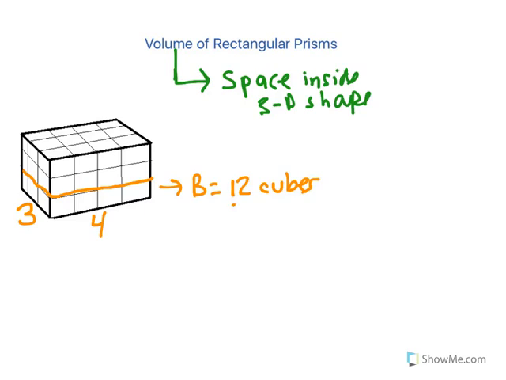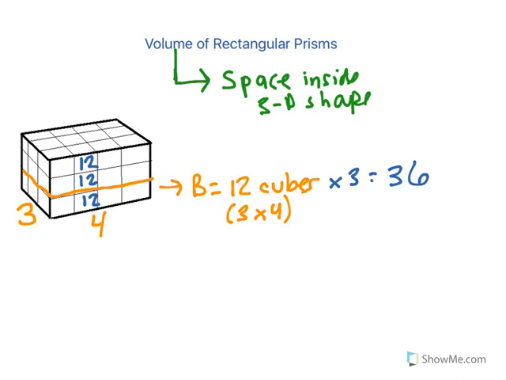And how I'm getting that is I'm really doing that 3 times 4, or that L times W, which is our area formula. However, since there's 12 cubes on the bottom, there must be 12 cubes in the middle, even though I don't see them. So there's 12 cubes on the bottom, there's 12 cubes in the middle, and there must be 12 cubes on the top. So if I really do 12 times 3, I get my 36.